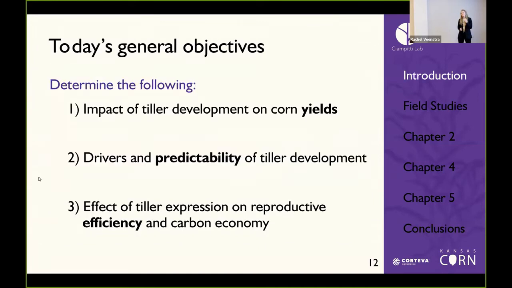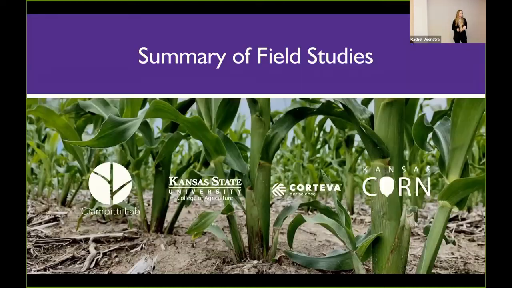So with that in mind, the general objectives that we're going to go through today are to determine the impact of tiller development on corn yields, the drivers and predictability of that tiller development, and then the effect of tiller expression on reproductive efficiency and carbon economy.